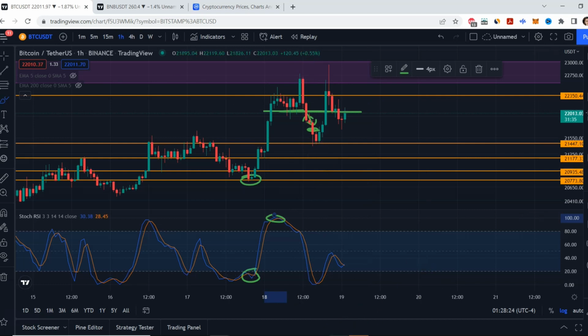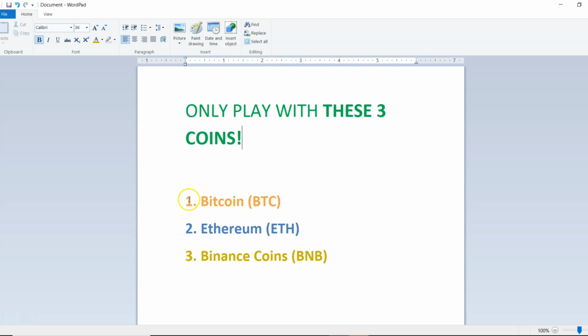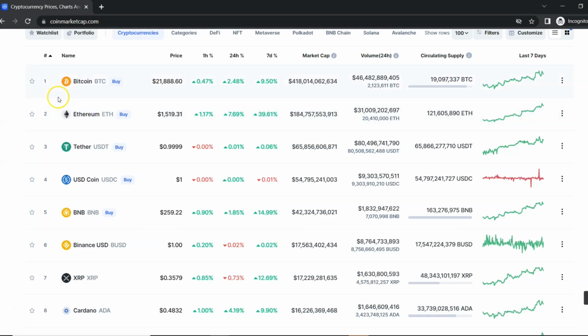Now this is very important, guys, to choose the coins. I already mentioned to you that we should only play with the biggest market cap coins, which are Bitcoin, Ethereum, and BNB. These are the top 3 coins on CoinMarketCap, because the market cap is big and the trading volume is big. Excluding this, these are stablecoins, so ignore this. So these are the top 3. They are less likely to get manipulated, okay?